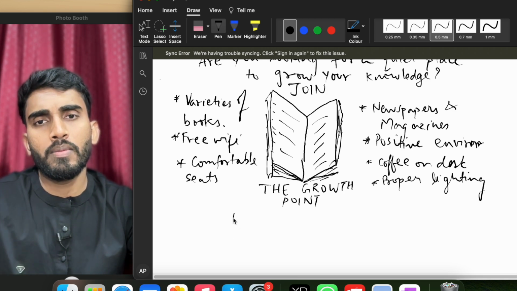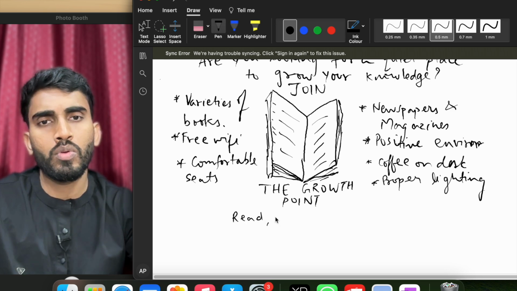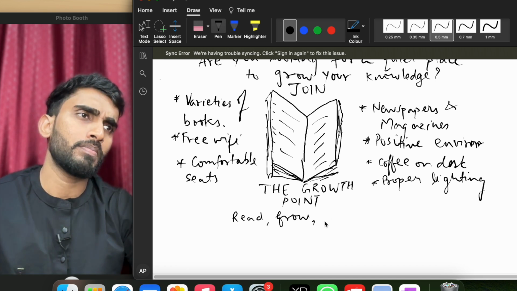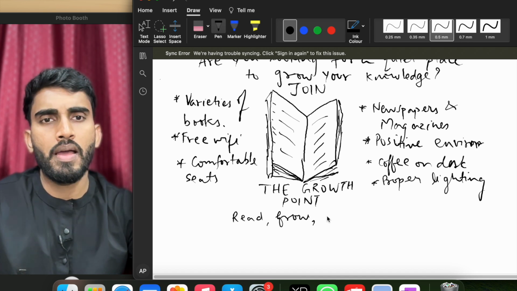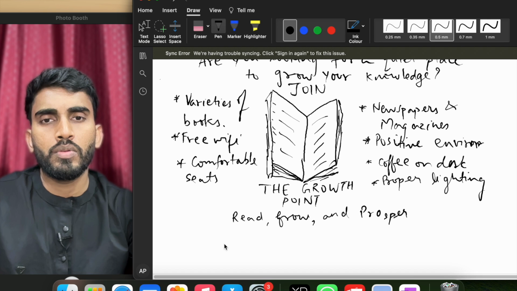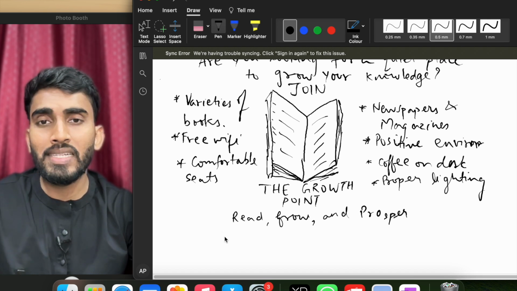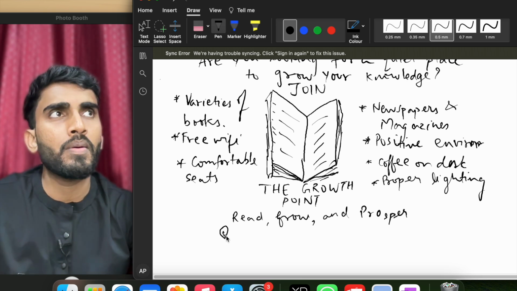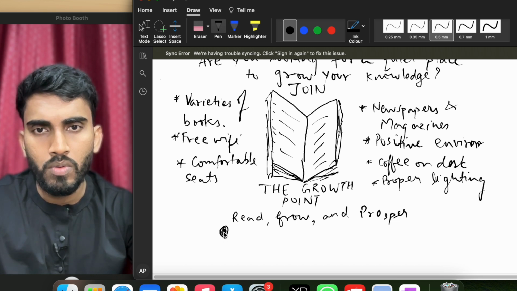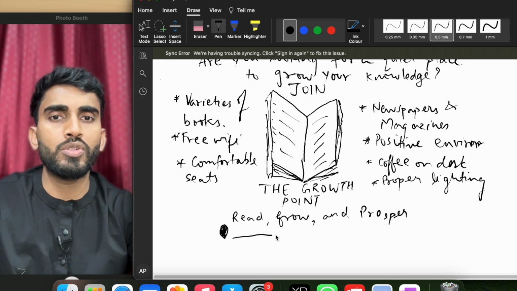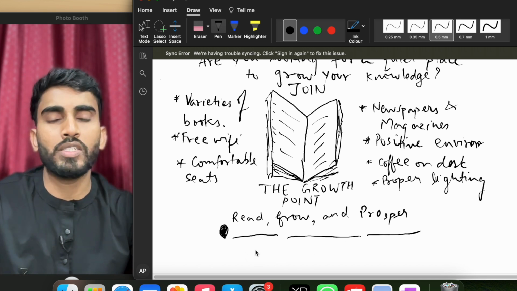So like, read, grow, and prosper. Then we have to give the address. So for address we can make the symbol of address like this, something like this we make. Location, address. So address, you have to write any address, a short address, not too lengthy.